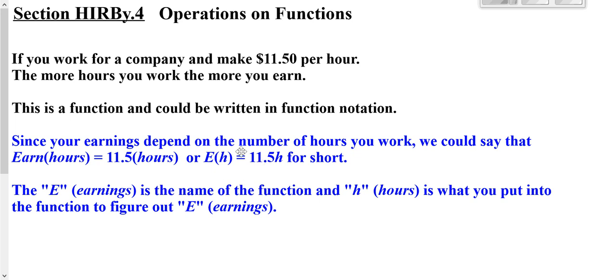Now, your E here refers to the name of your function. H is your input, and what's over here on the right-hand side tells us what we're doing with that input to be able to get our answer. So that's what function notation is. What's in front is your name, what's in the parentheses is your input, and what's on the right-hand side here is the rule of what you're doing to that input.